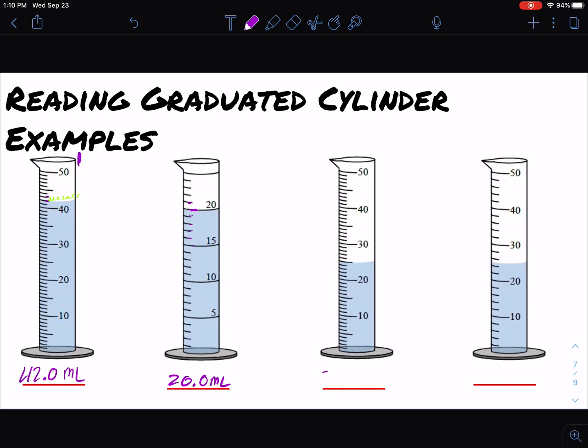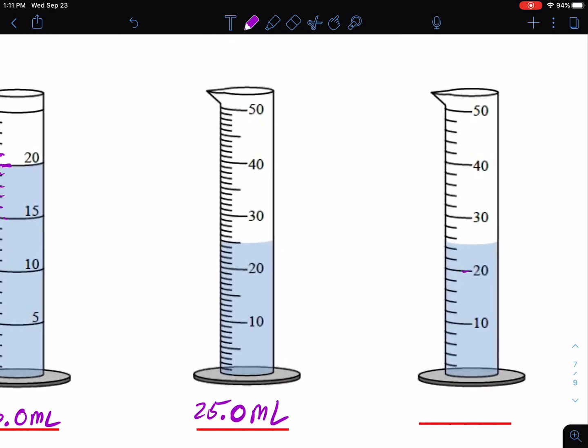In this case, it's at 25.0 because it's dead on milliliters. Let's go to the next one. How much does each one go up by? Well, we got 20, 21, 22, 23, 24, 30.